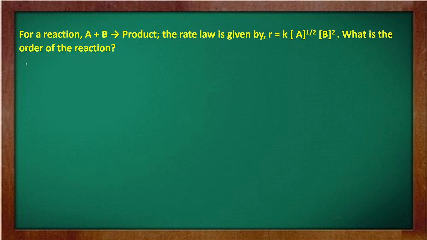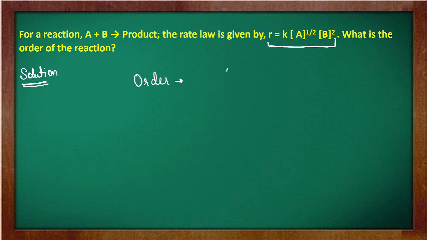Suppose you have a question like, for a reaction A changes to B, the rate law is given by R is equal to K, concentration of A to the power half and concentration of B to the power half. Now what is the order of the reaction? If you remember, order of a reaction was defined as the sum of the powers of the concentration which is given in the rate law expression.